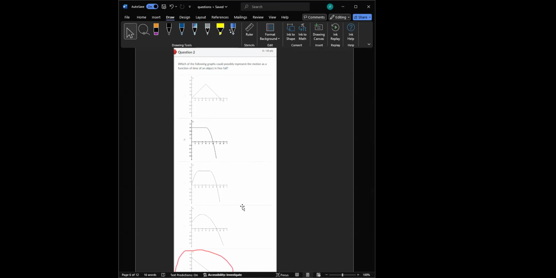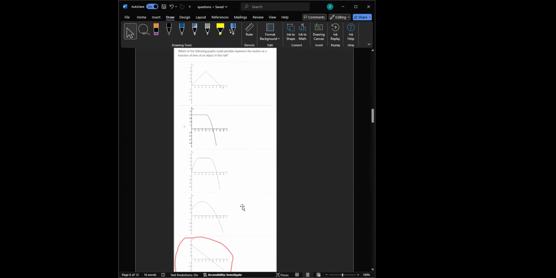An object in free fall is an object thrown straight down, as long as you study it only after it's left the person's hand, or an object thrown straight up, or an object just dropped from a height. All of those are fair game for what we call free fall motion. And I added words that weren't there, apparently.